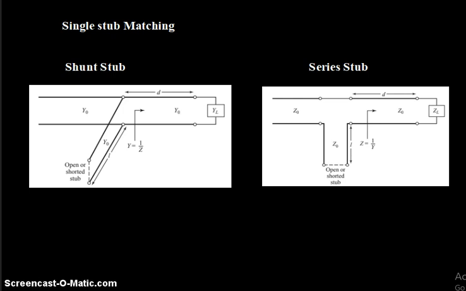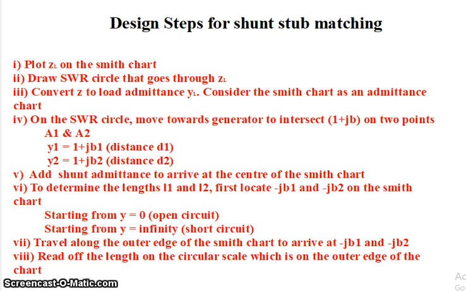Series or shunt connection topology is clearly explained in these two diagrams. Here, this is a stub. This stub is connected in parallel with the load. Here, this is a stub. This stub is connected in series with the load. Anyway, the distance D and the length of the stub, these two are the design parameters for a matching network. Now we are going to see shunt stub matching.